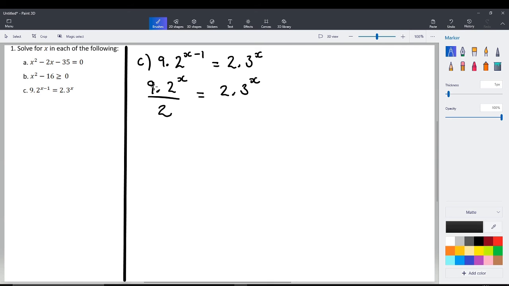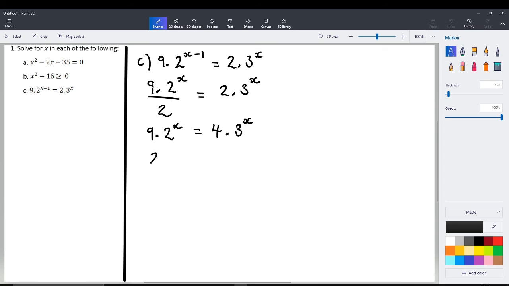Then I'm going to multiply both sides by this 2 in the denominator here. So 9 times 2 to the power of x would now be equal to 4 times 3 to the power of x. This 4 is coming from 2 times 2. Then I'm going to bring my unknowns to one side, so it means I'm going to divide both sides by 3 to the power of x, and then also divide both sides by 9.